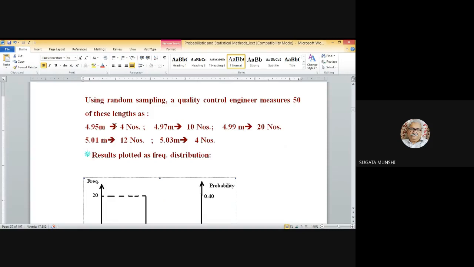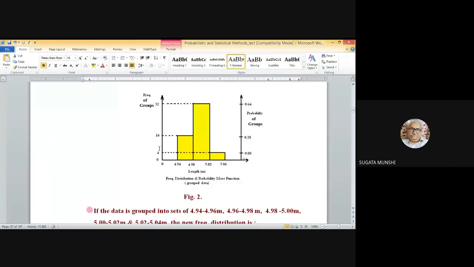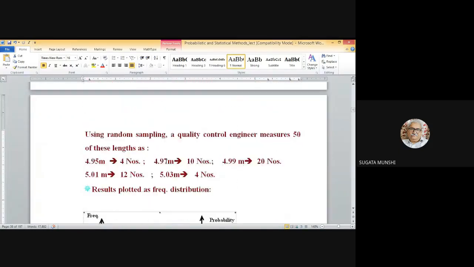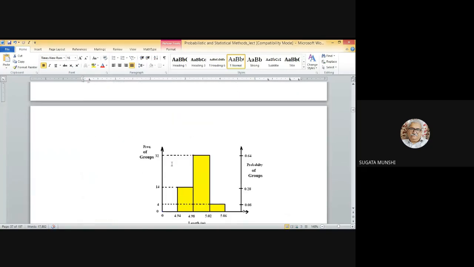4.94 to 4.98, how many are there? 4 plus 10, 14. So here you have 14 belonging to that group. 4.98 to 5.02, how many are there? 4.98 means this point to 5.02, this point. 32, isn't it? Yes, 32. And 5.02 to 5.06, it's 4.